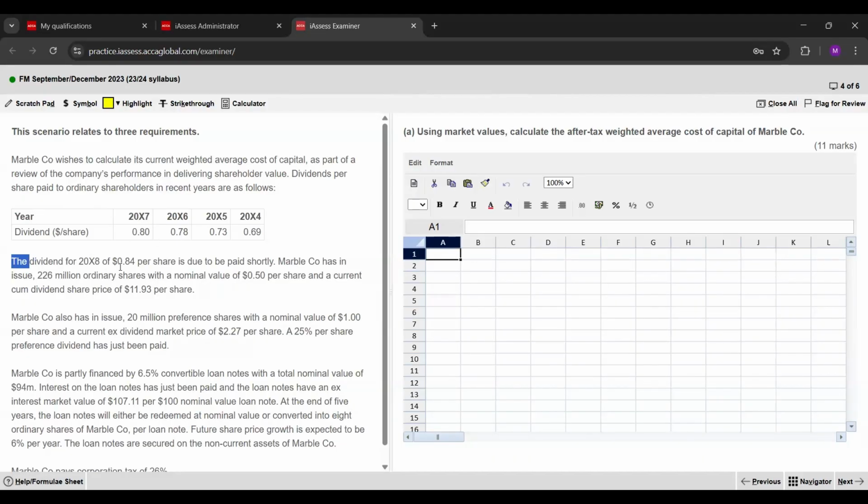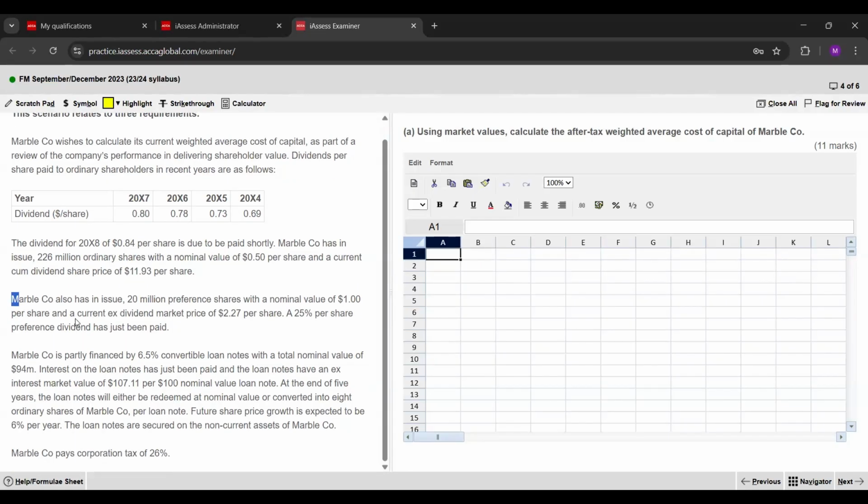The dividend for 2008 is 0.84 cents per share. It's due to be paid shortly. Marbleco has in issue 226 million ordinary shares with a nominal value of 0.5 cents per share and a current cum-dividend share price of $11.93. Marbleco also has in issue 20 million preference shares with a nominal value of $1 per share and a current ex-dividend market price of $2.27. A 25% per share preference dividend has just been paid.